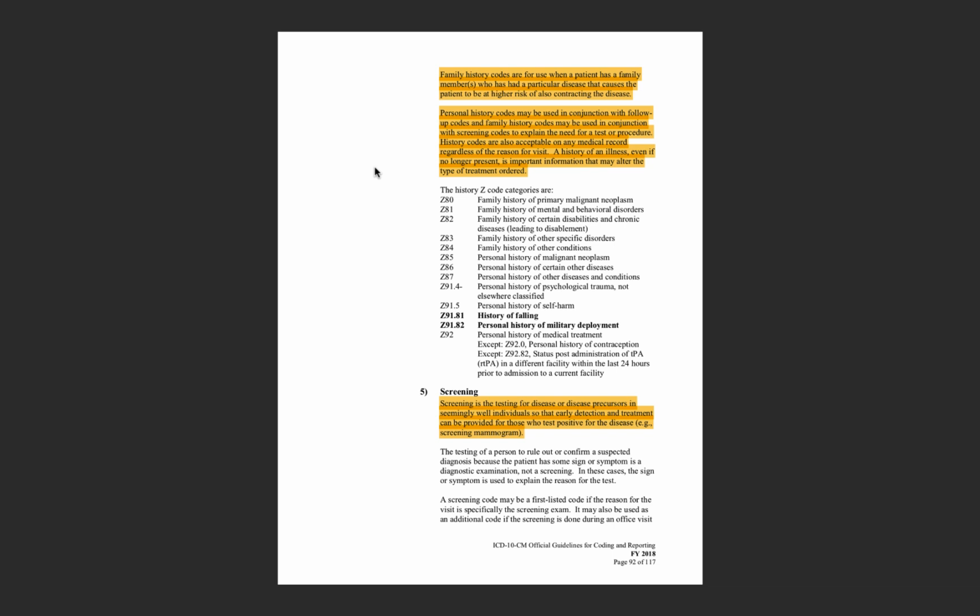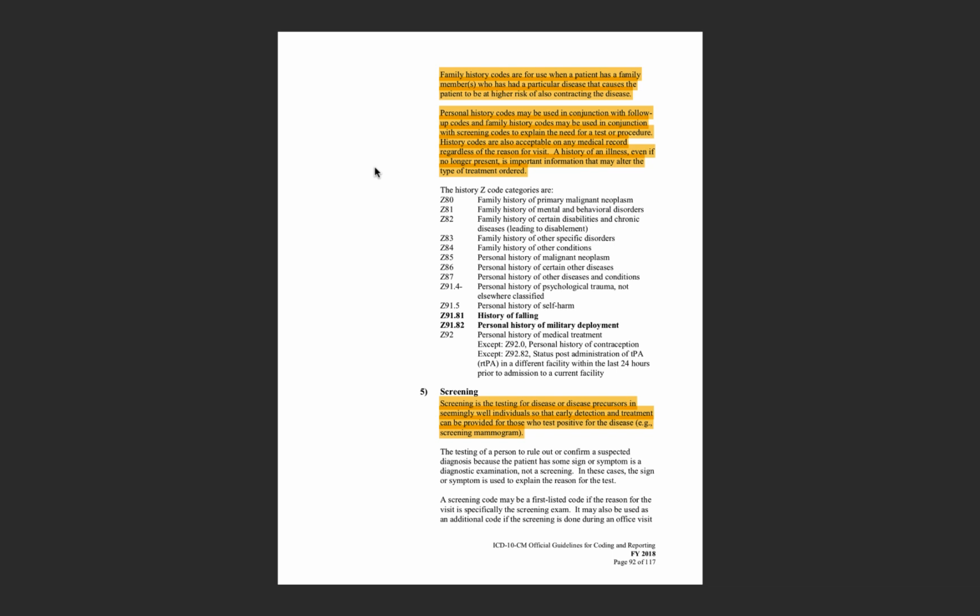Screenings. Number 5. Screening. Screening is testing for disease in seemingly well individuals so that early detection and treatment can be provided for those who test positive for the disease. The testing of a person to rule out or confirm a suspected diagnosis because the patient has some sign or symptom is a diagnostic examination, not a screening.